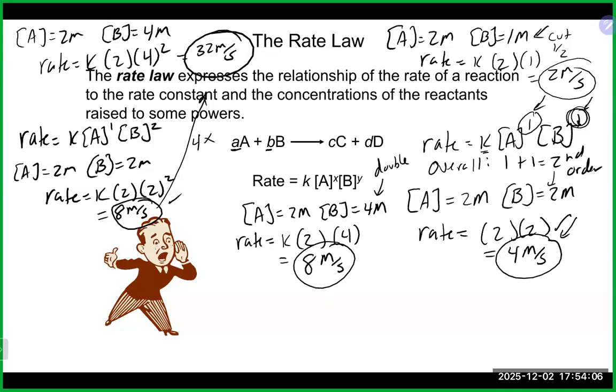And obviously, if I cut B as well in half to 1, we would end up with A is 2 molar, B is 1 molar, and we put it in there. That's going to give us our rate is equal to 2 times 1 squared. It's going to give me 2 molar seconds. And that also is about 4 times slower by cutting it in half.